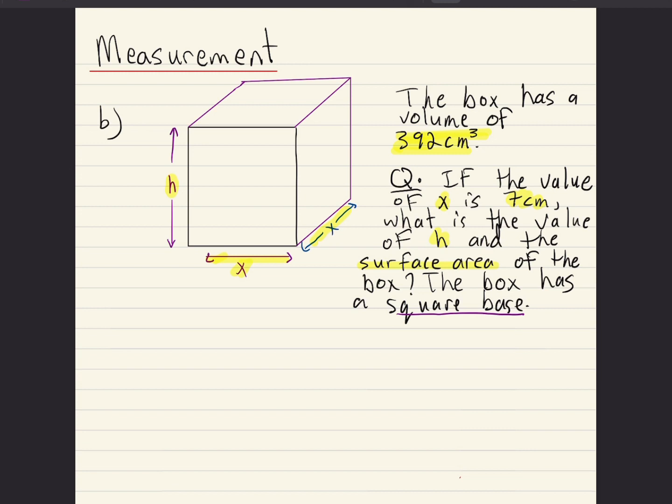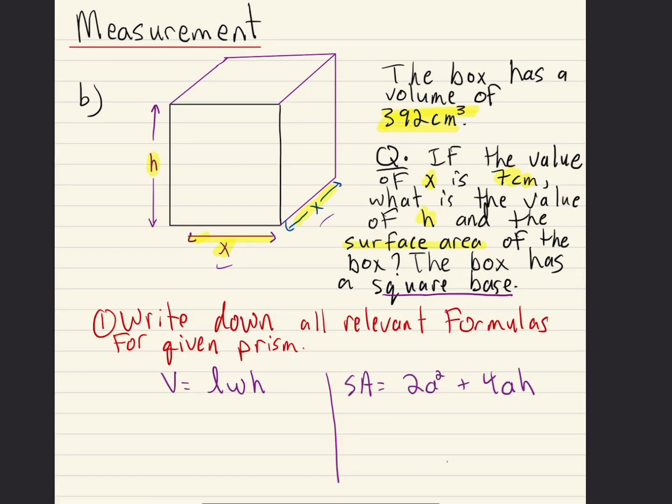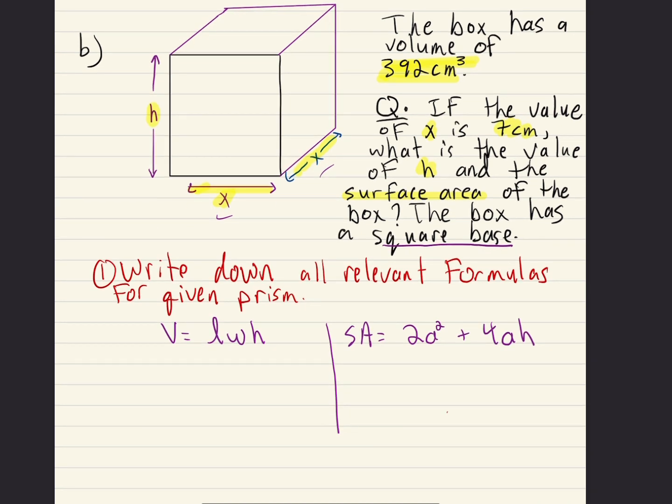The other important information that was left out, I think by accident, was to mention that it's a square base. The x and the x tells us that it is a square base. So the box has a square base, and that's going to help us determine the proper formulas. The first thing we're going to do is write down all relevant formulas for the given prism. The volume is length times width times height. The surface area for a square base, and that's why I needed to clarify that, is 2a squared plus 4ah.